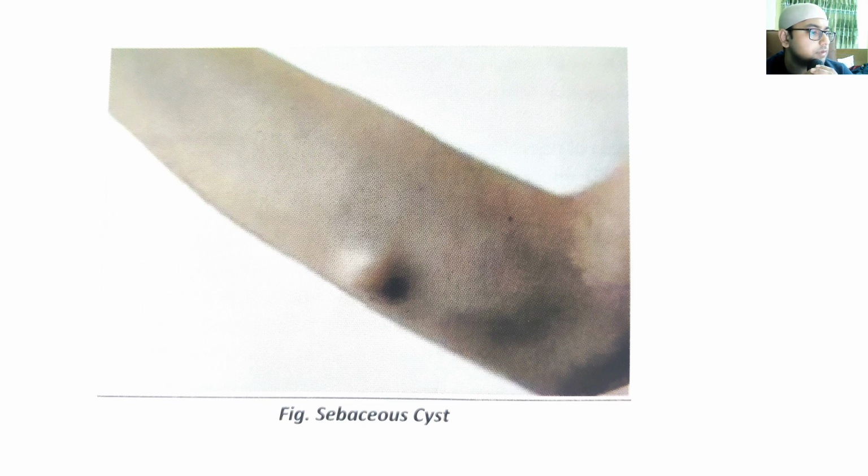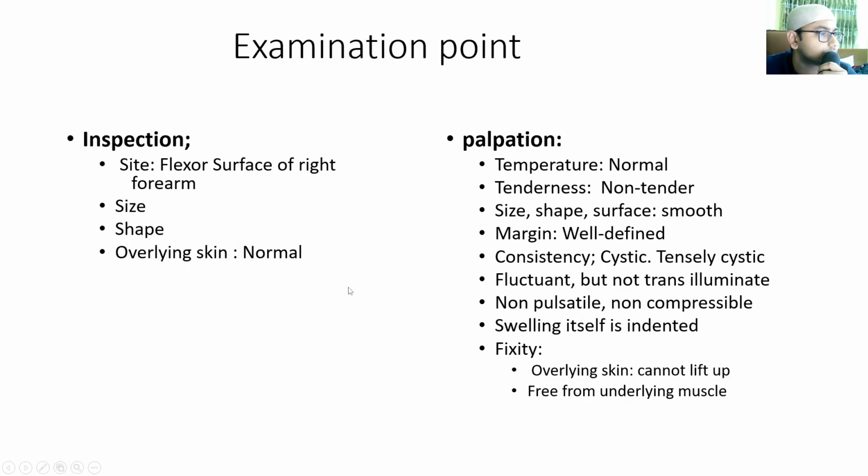Okay, let's see. You are seeing that the patient has a small swelling in his arm, just below the elbow. I think it's the left-sided arm. So you are seeing a soft tissue swelling present on the upper and lateral surface of the elbow and arm. So what are the examination points?